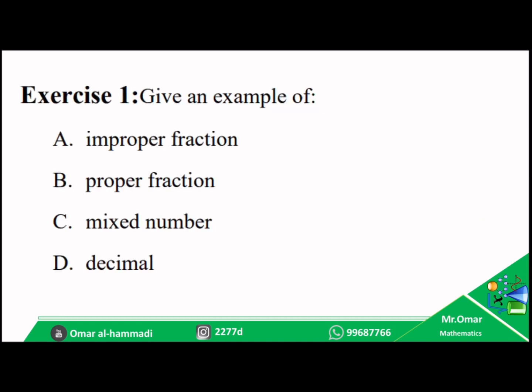Now let us see the example. Give an example of an improper fraction. For the improper, the numerator must be greater than the denominator. For example, 5 over 3, 6 over 2, 10 over 3, the same meaning.